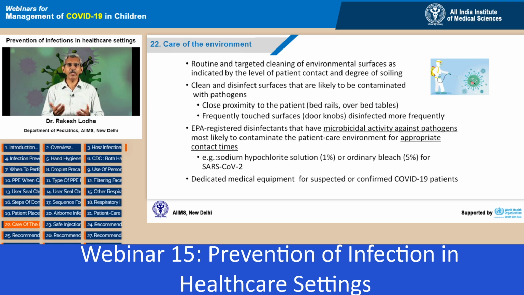It is equally important to take care of the environment. We should have routine and targeted cleaning of environmental surfaces as indicated by the level of patient contact and degree of soiling. Clean and disinfect surfaces that are likely to be contaminated with pathogens. The common ones include those which are in close proximity to the patient, such as bed rails, over the bed tables. Similarly, frequently touched surfaces such as doorknobs need to be disinfected more frequently.